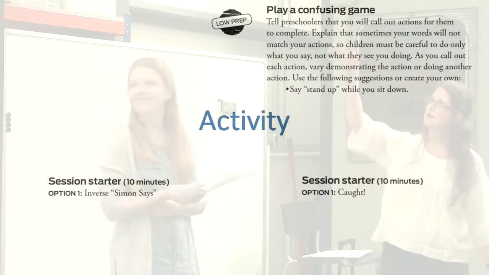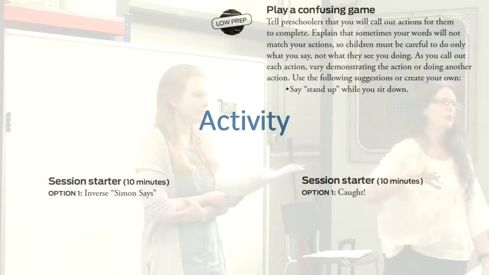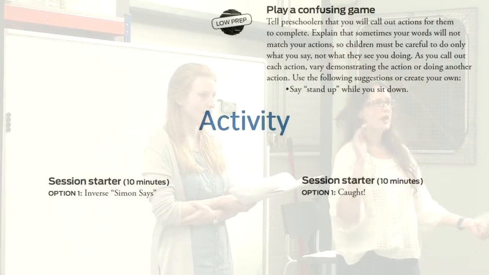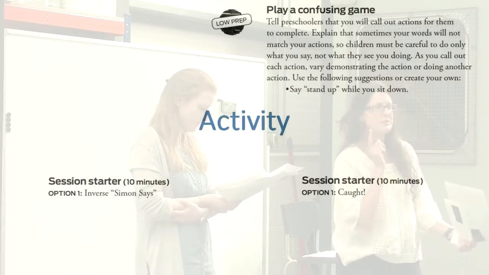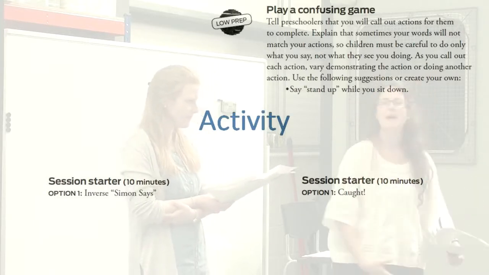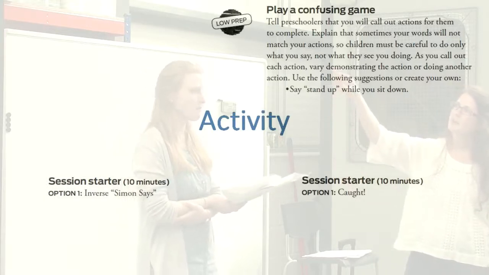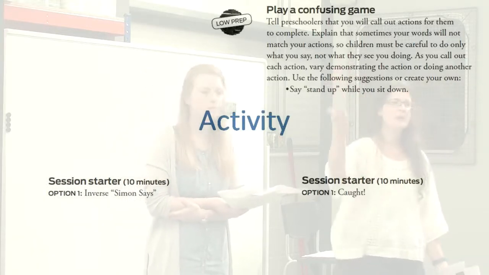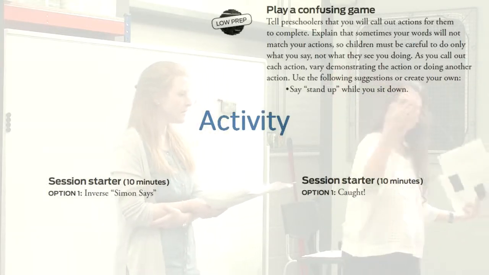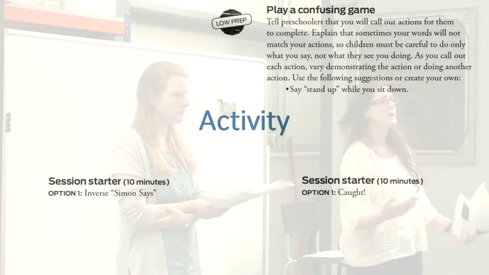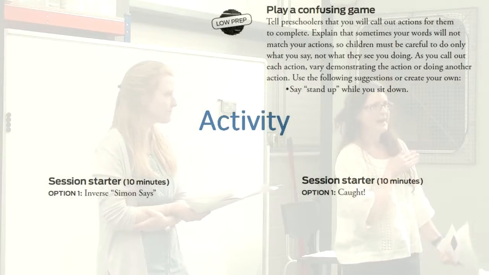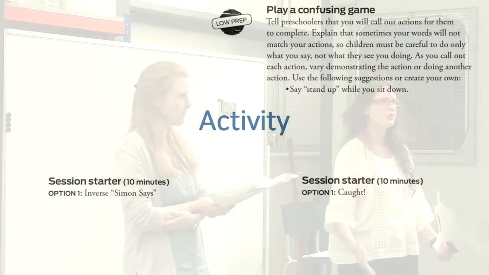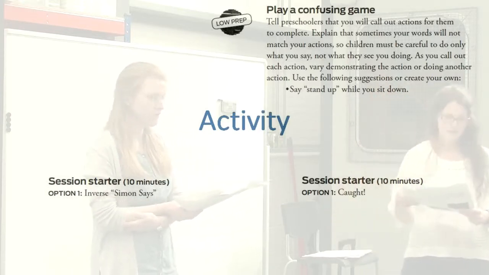So I'm calling out an action, but it's the opposite of what I'm doing, and I'm trying on purpose to confuse the children, getting them to listen to what I'm saying and then be confused by what I'm actually doing. That prepares the class for the story, where we'll be talking about how Peter was not doing what he was saying, and it ties into the story. So that might be one of the options I do.